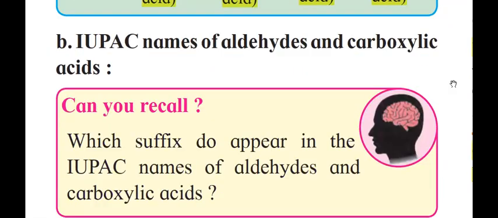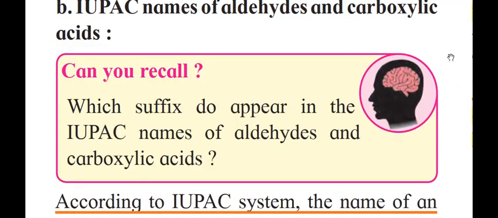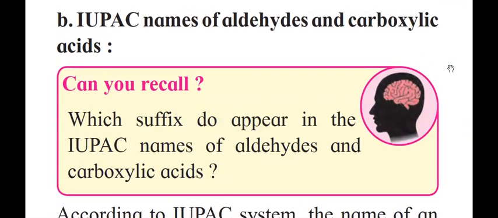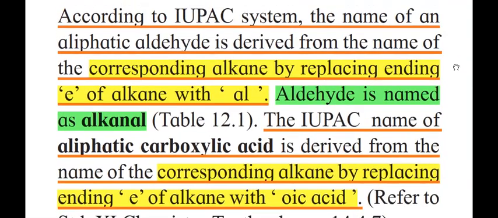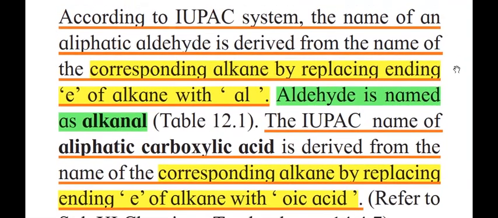Now we will start the IUPAC names of these aldehydes and carboxylic acids. We will see them one by one, because their names are interconnected. According to the IUPAC system, the name of an aliphatic aldehyde is derived from the name of the corresponding alkane, corresponding meaning the same number of carbon atoms, by replacing the E of the alkane.